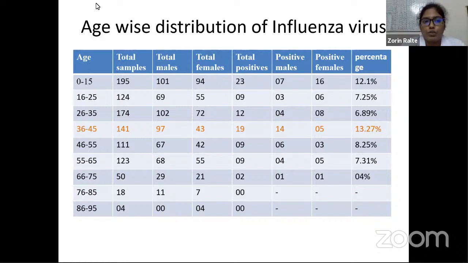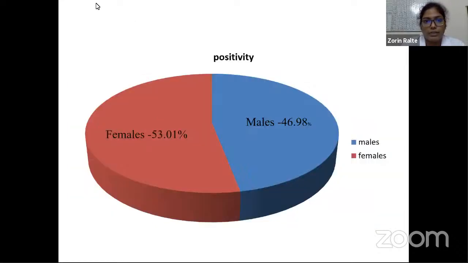The most affected age group was 36 to 45 years, that is 13.27%, followed by 0 to 15 years, that is 12.1%, and the least cases detected were in the age group 66 to 75, that is 4%, and there were no cases detected above the age 75 years. Among the total positives, females were 44, that is 53.01%, and males were 39, that is 46.98%.